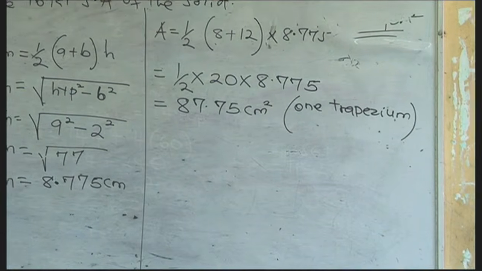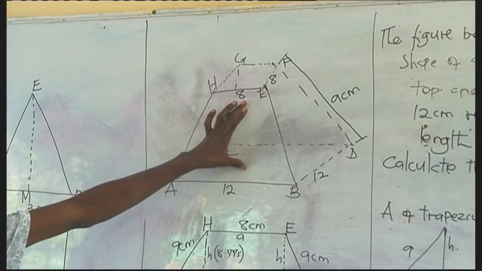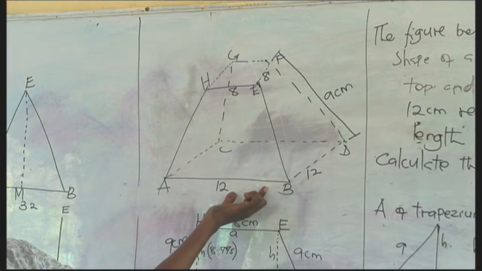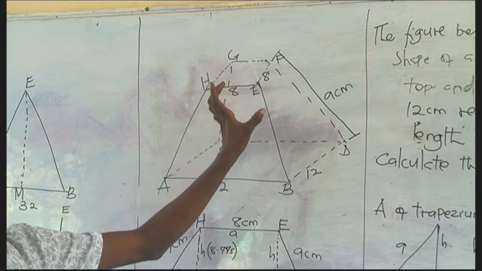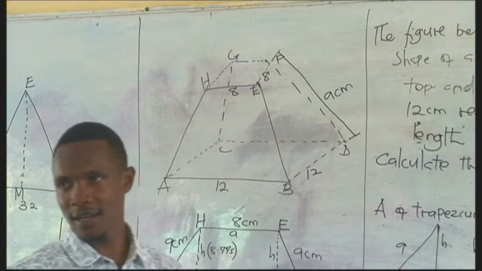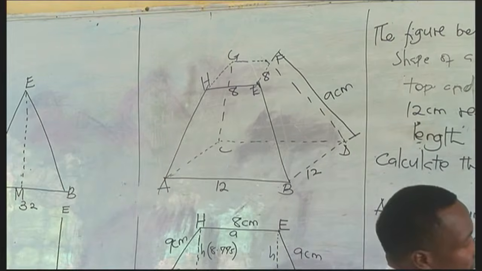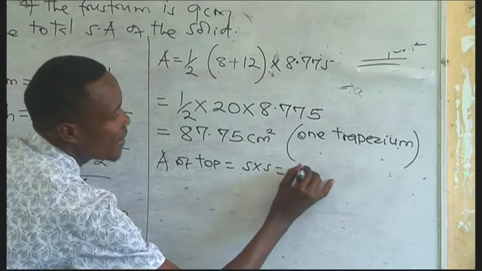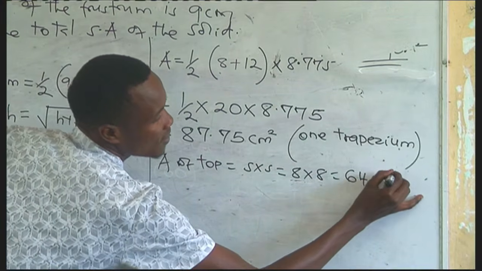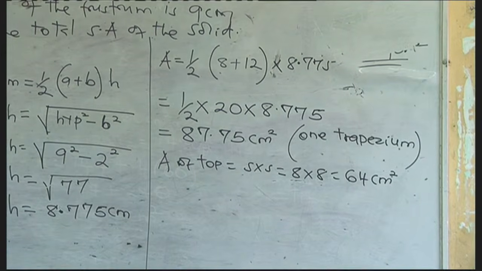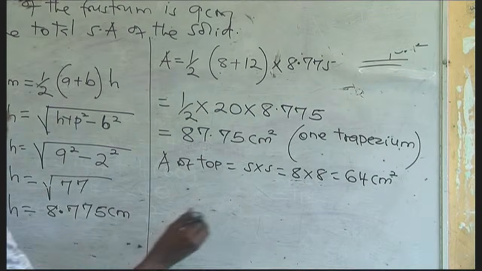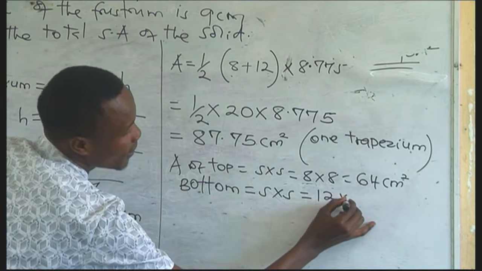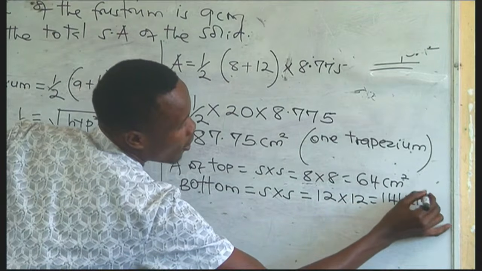But from our solid, we have 4 trapeziums, trapezia. So let us work out the bottom, the base. Then we have the area of the top. Then we add them and we multiply this by 4, then add. So the area of the top will be side times side, which will give us 8 times 8, that is 64 square centimeters. We go to the bottom, it will be side times side, that is 12 times 12, that is 144 square centimeters.